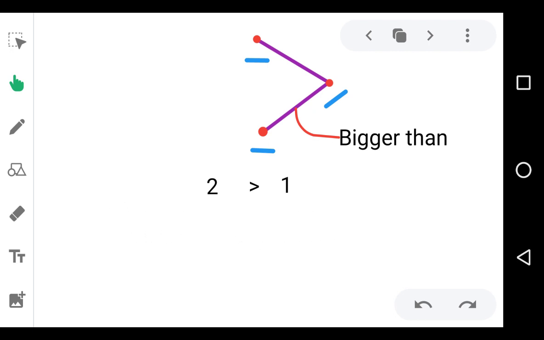See another example. See here. I write 6 and 3. 6 is bigger than 3. We read it as 6 bigger than 3.